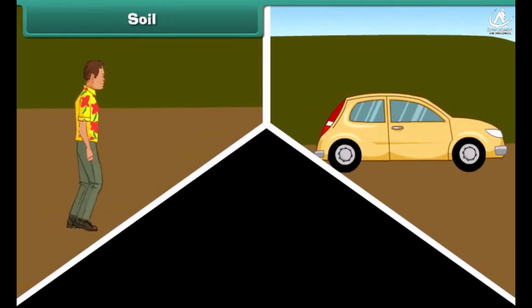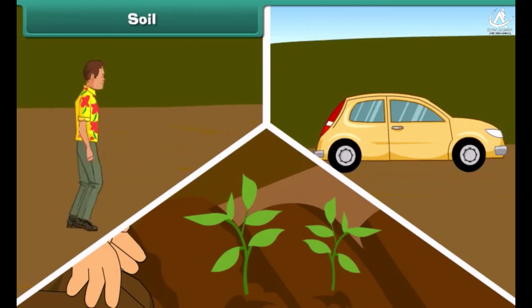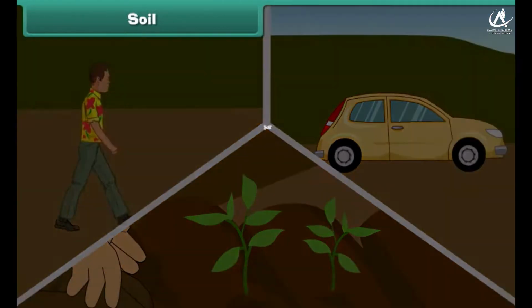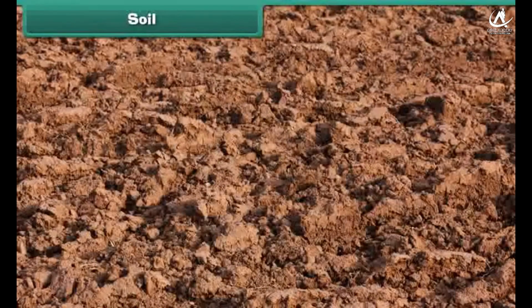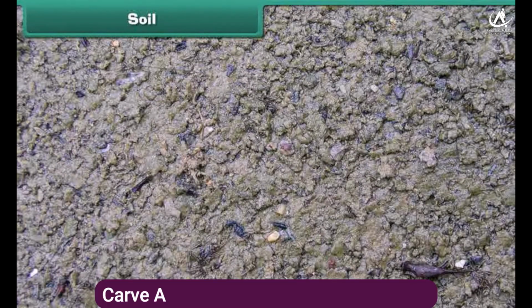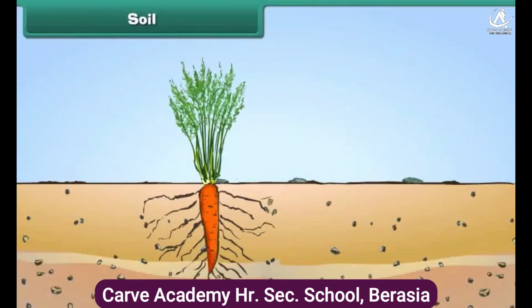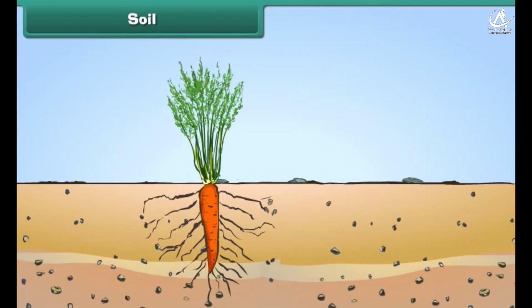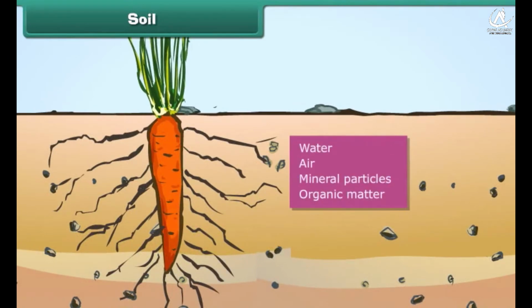It is everywhere. We walk on it, we drive on it, and we grow plants on it and so on. Wondering what it is? It is soil. Soil is the uppermost layer of the earth's surface. It consists of a mixture of rock, finely ground into powder, water, air, minerals, and a variety of living and dead life forms. It serves as a natural medium for growth of plants. Most soils contain 4 basic components: water, air, mineral particles, and organic matter.